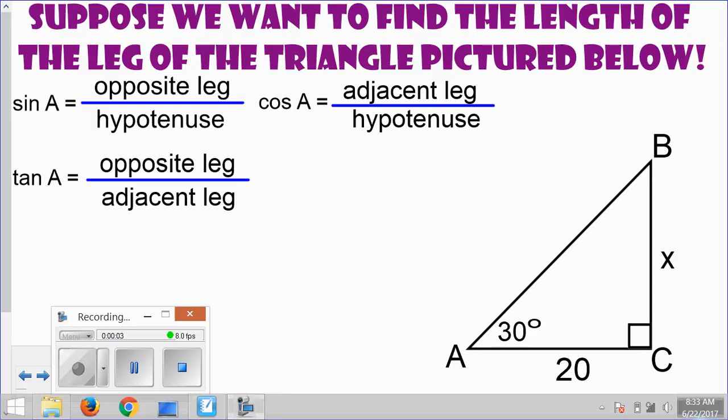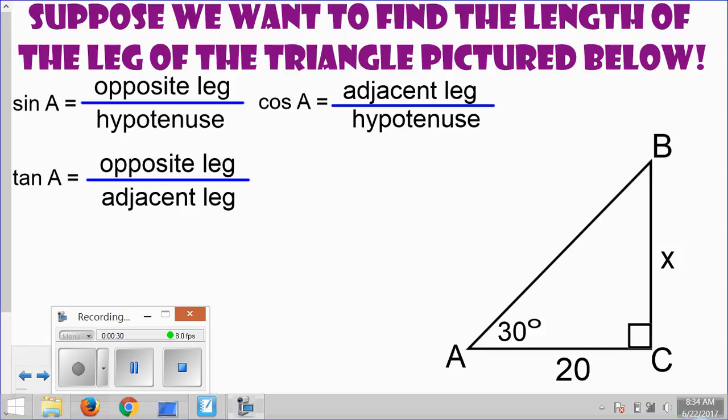Okay, so in this lesson, we're going to use the trig ratios that we looked at in the last lesson to help us find missing side lengths of right triangles. So let's take a look at our example here. What we're going to first notice is that we have some sides filled in. We're looking for the length of x. So we have one side length filled in, and we're looking for x, and we know one angle.